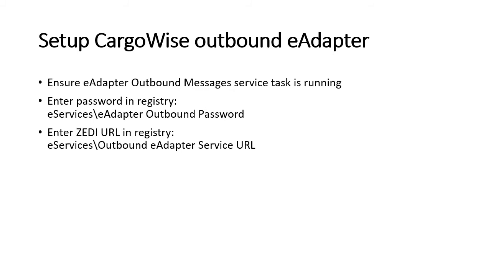Within CargoWise, you can now trigger a test message by setting up a trigger which sends a universal XML to the ZEDI eAdapter. Once again, information on how to do that can be found in the CargoWise document Technical Guide eAdaptor SDK.pdf.